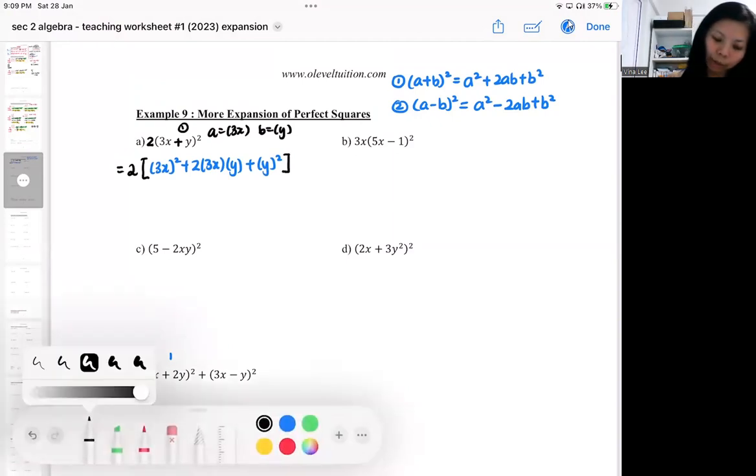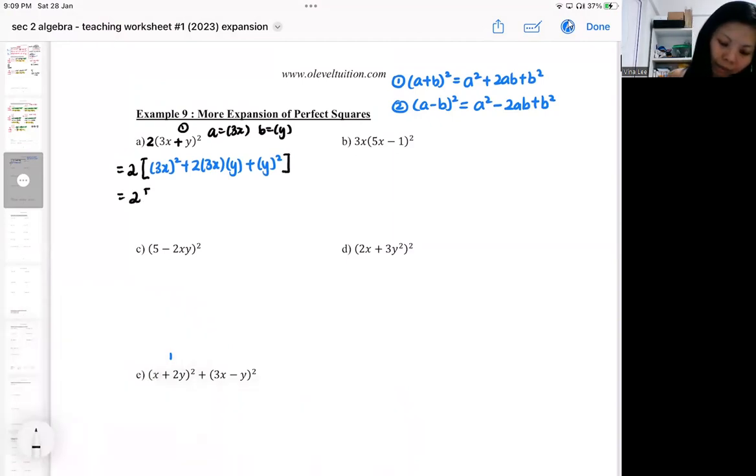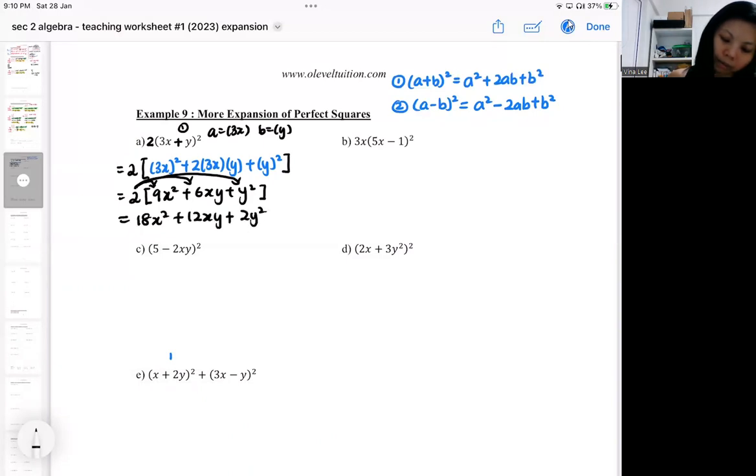Later on, the 2 will be multiplied in. So do the formula correctly first. You will earn the method marks. Then you arrow in. So in the final part, you multiply in. So you will get 18x squared plus 12xy plus 2y squared. So it will be the same idea as part B.